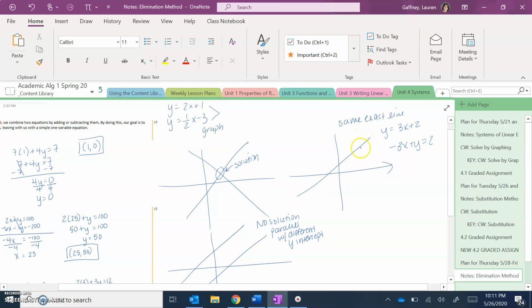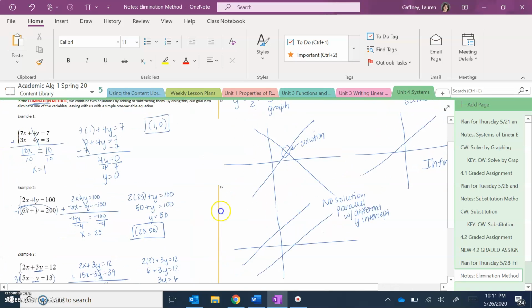So that means every single point would work in every single equation. So this would be infinite solutions. Okay? Any ordered pair that's on that line is going to work. So any x value you pick, whatever you get for y, you're going to get the same y in both of them. Okay? So no solution and infinite solutions are special cases.